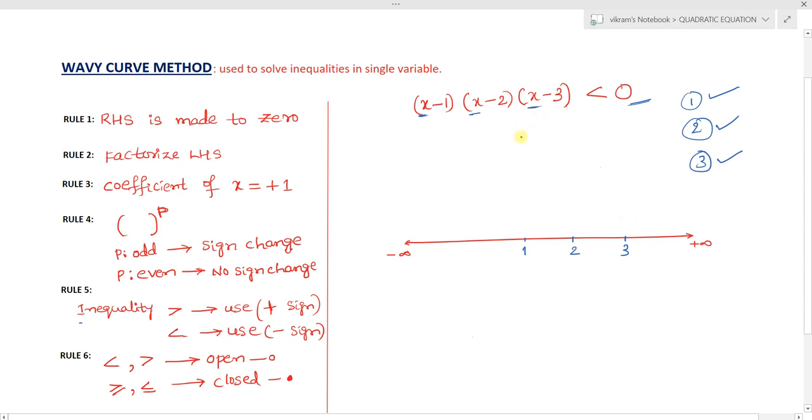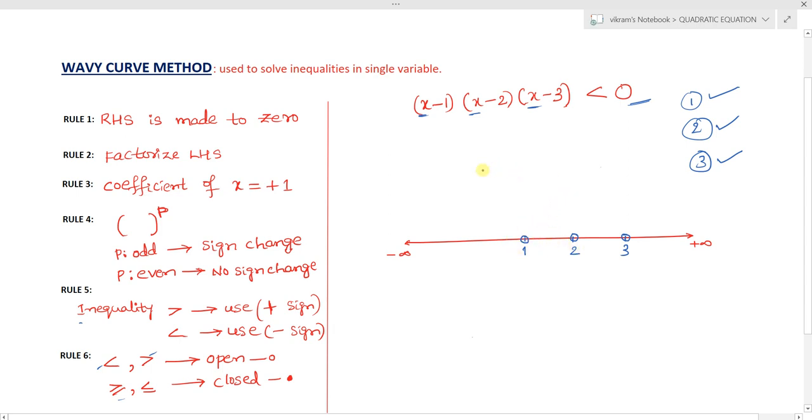Next, the inequality is given as less than. Less than means we have to use open circles. For less than or greater than, rule 6, we use a small open circle. For greater than or equal to, less than or equal to, we use a closed circle. Here the inequality is less than, so we represent with small open circles. That means the values x equals 1, x equals 2, x equals 3 are not in the solution, but the in-between values are.